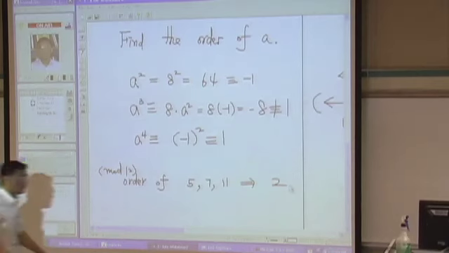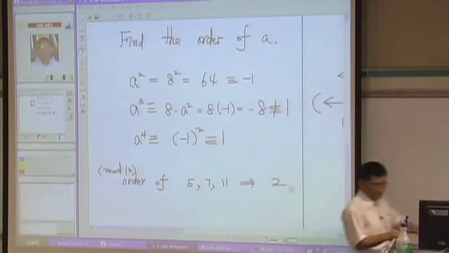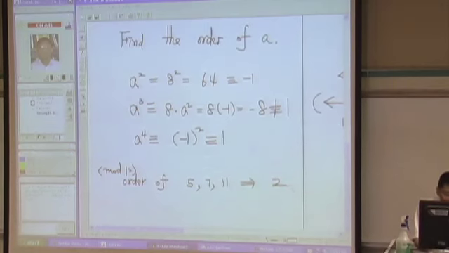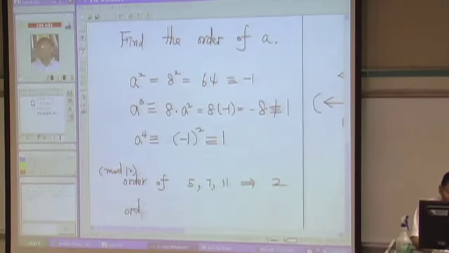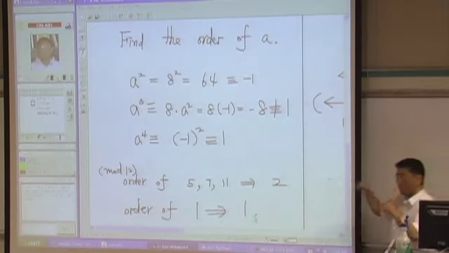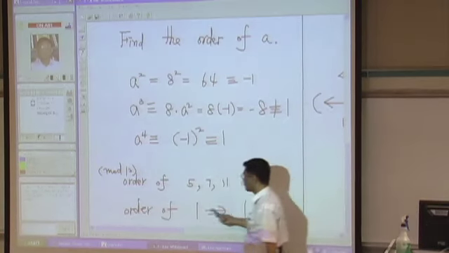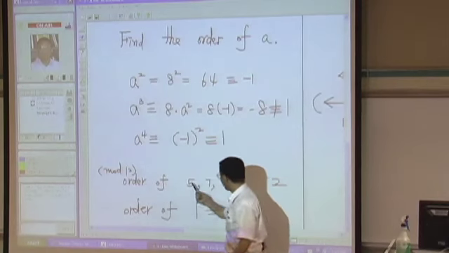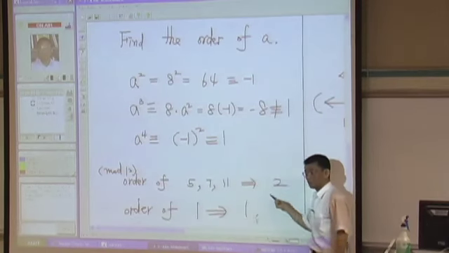I will write it. The order of 1 is always 1, because 1 to the power of 1 is 1. So we don't have to worry about this trivial fact. But other than 1, 5, 7, 11 has order 2.